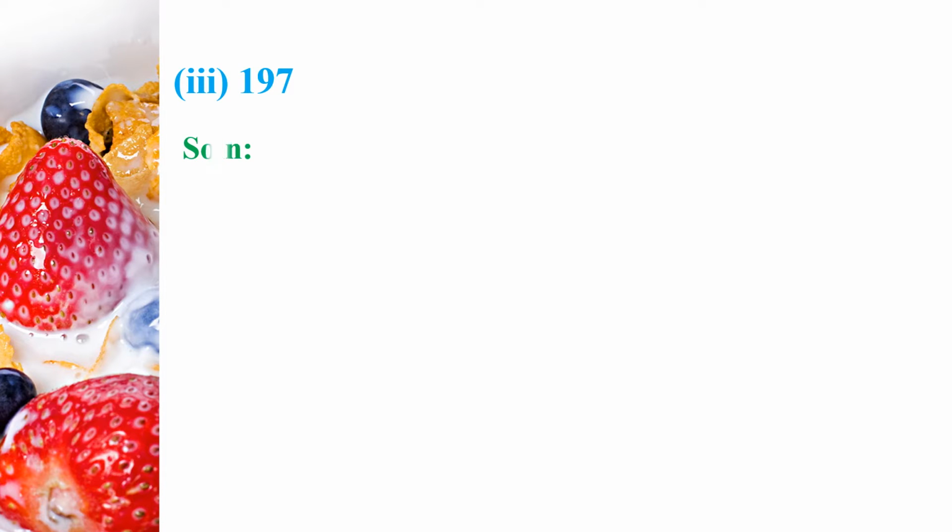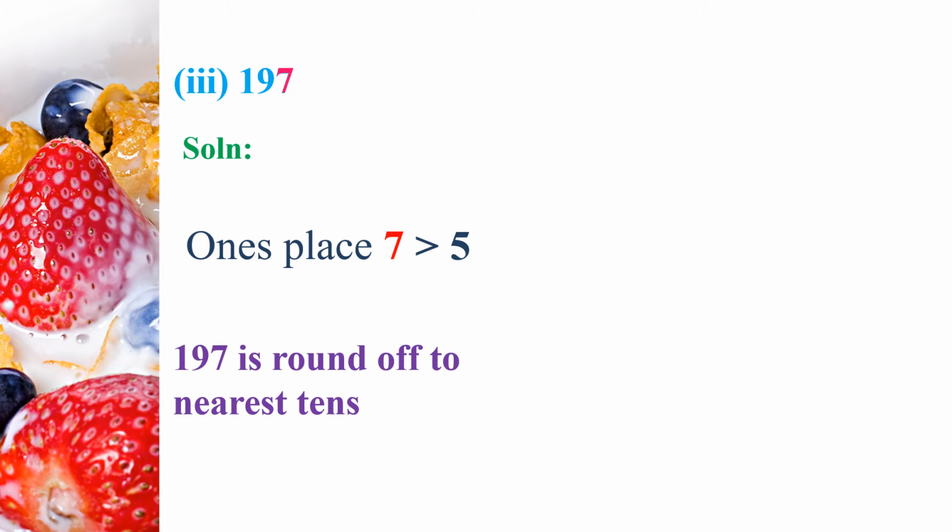197. Now one's place is 7. So when you compare with 5, that is 7 is greater than 5. So one's place becomes 0 and increase 1 in the tens place. Here we have 197 rounded off to nearest tens equal to 200.